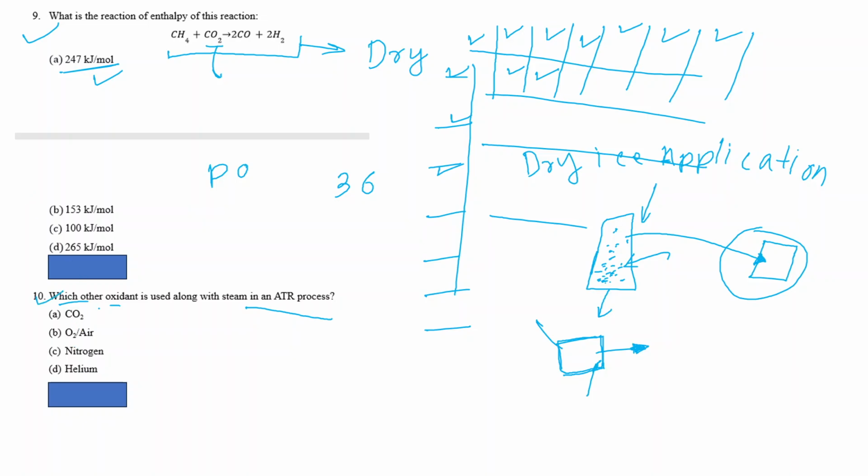Tenth question: which other oxidant is used along with steam in the ATR process, autothermal reforming? Oxygen or air. CO2 is used for dry reforming, not here. Oxygen is used in ATR, so the answer is oxygen or air. Nitrogen is not used as an oxidant, and helium is an inert gas, so it is not used either.